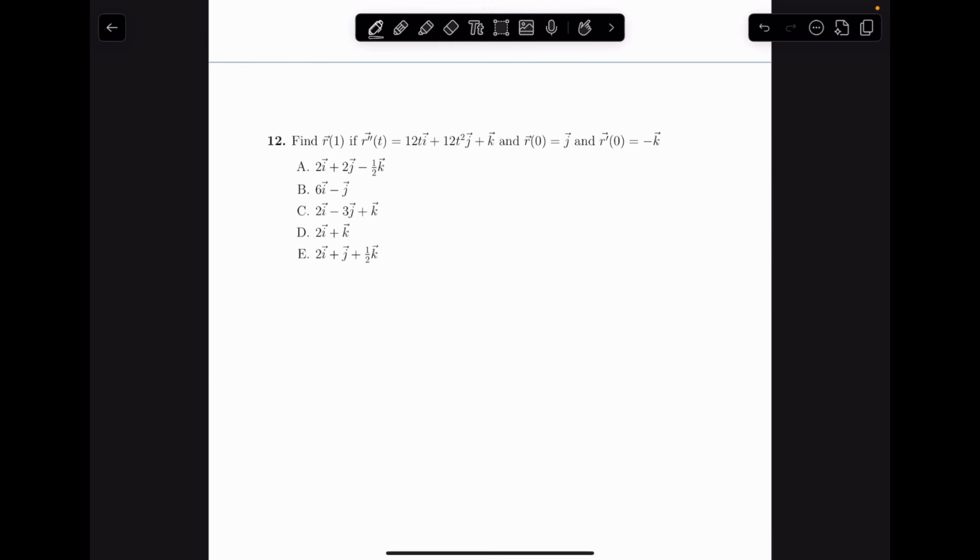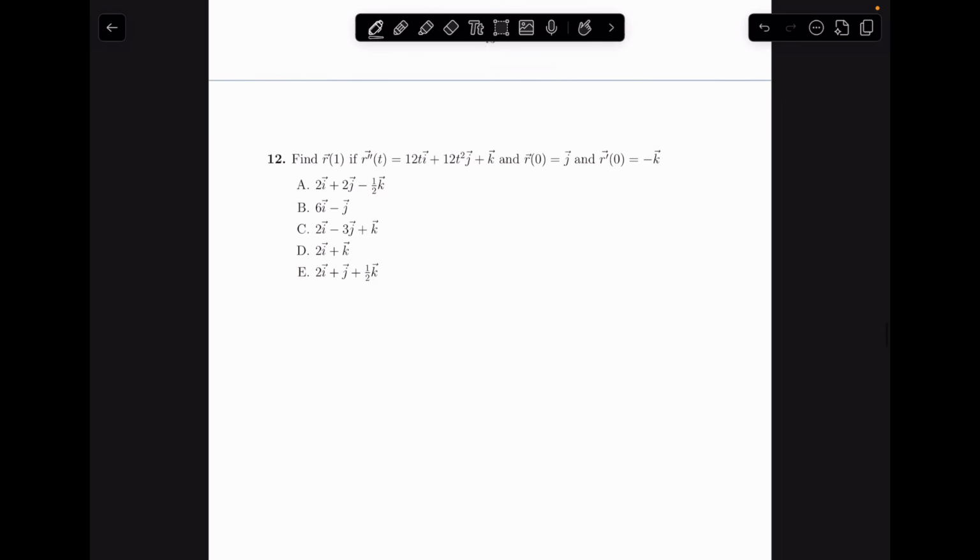Question 12, find R of 1 if R double prime of t equals 12t i plus 12t squared j plus k, and R of 0 equals j, and R prime of 0 equals -k. Okay, this is one of those particle motion type questions.